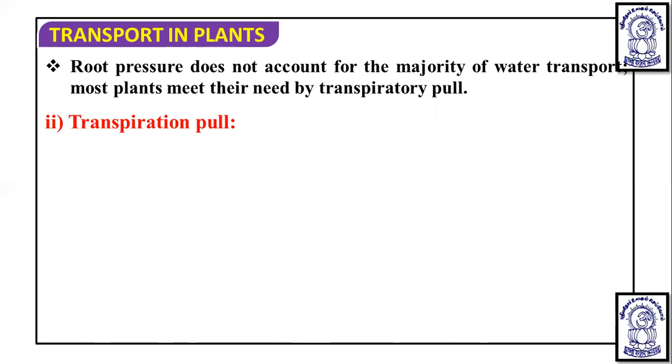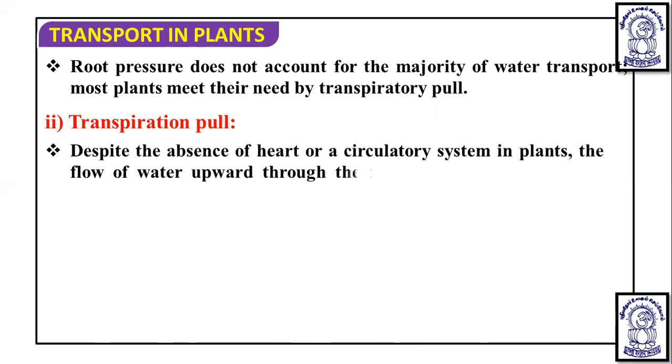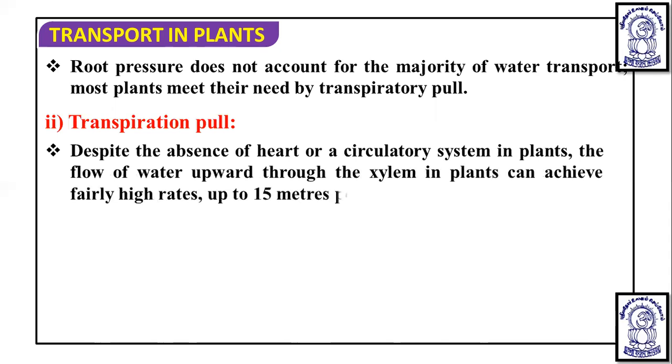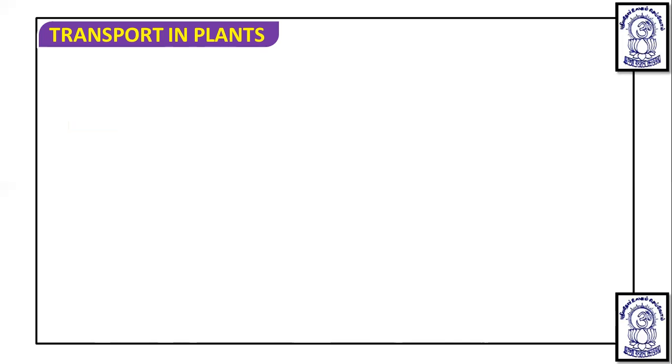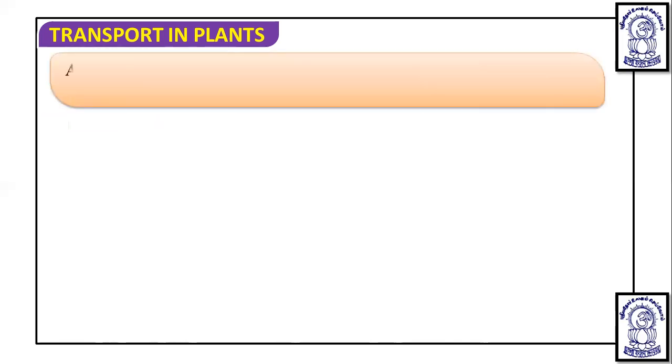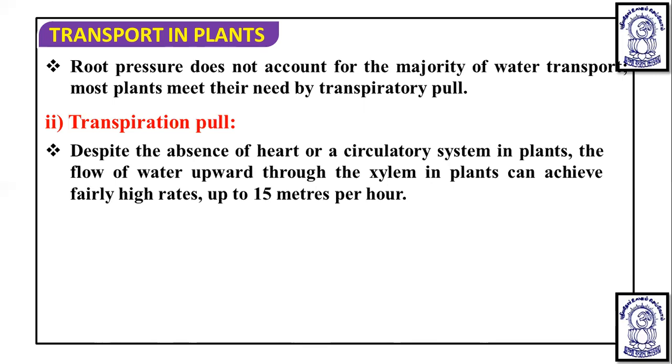Now, as we have discussed, root pressure is a positive hydrostatic pressure. When we talk about transpiration pull, despite the absence of a heart or circulatory system in the plant, the flow of water upward through the xylem can achieve a fairly high rate, up to 15 meters per hour. Root pressure is responsible for short plants. But in tall plants, transpiration pull will play a role, and it can take water up the xylem at this particular rate.